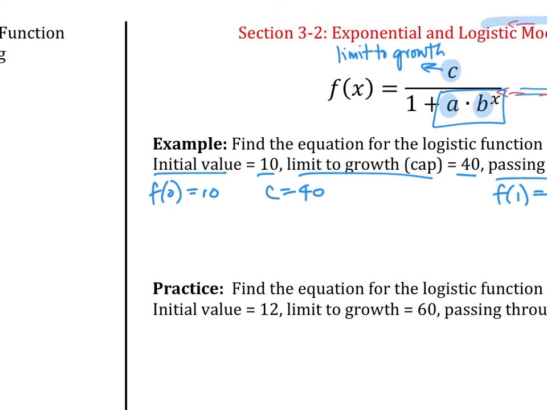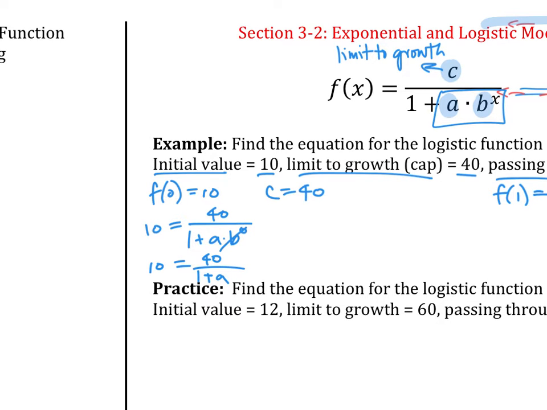All right, first thing is we already know what C is, so that's nice. We can just put that in the equation. And since this one has a nice number 0, I'm going to start with that. So it tells me that y is 10 when x is 0. So 40 goes into the C part, plus 1 plus a times b, which we don't know, to the 0. All right, b to the 0 is 1. So 10 equals 40 over 1 plus a.